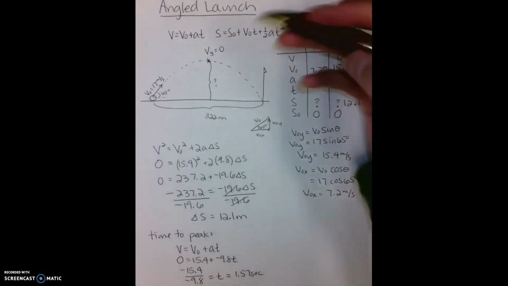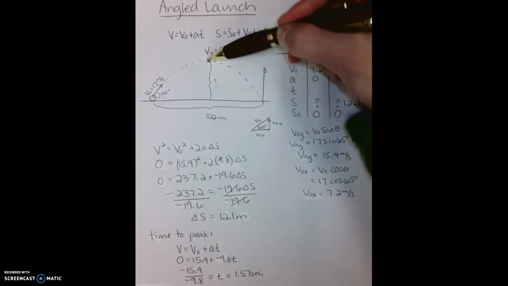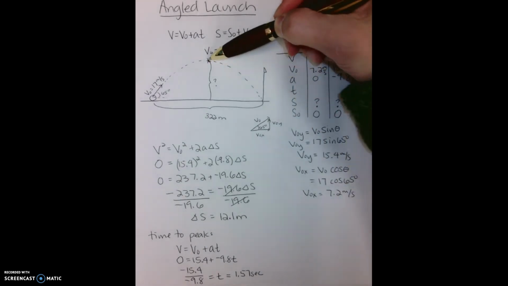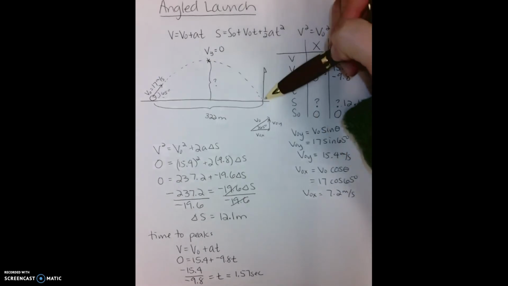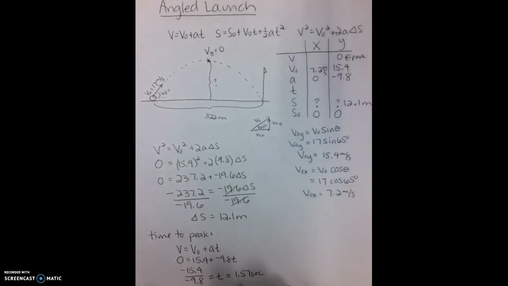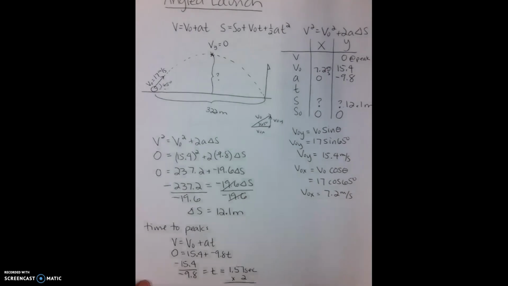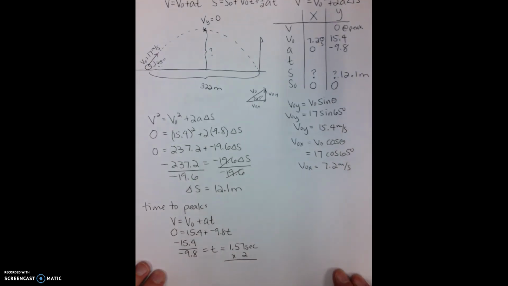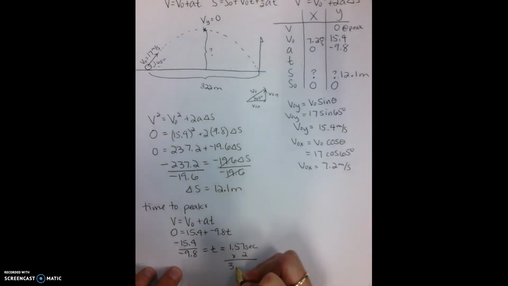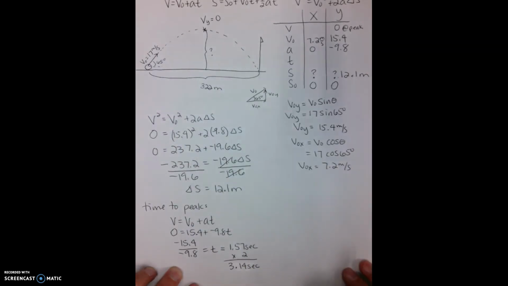Because the path is symmetrical, I can multiply that time by 2, and that will give me the total time in air. So 1.57 times 2 gives me 3.14 seconds. Hey, that's pi. 3.14 seconds is the total time the golf ball is in air.